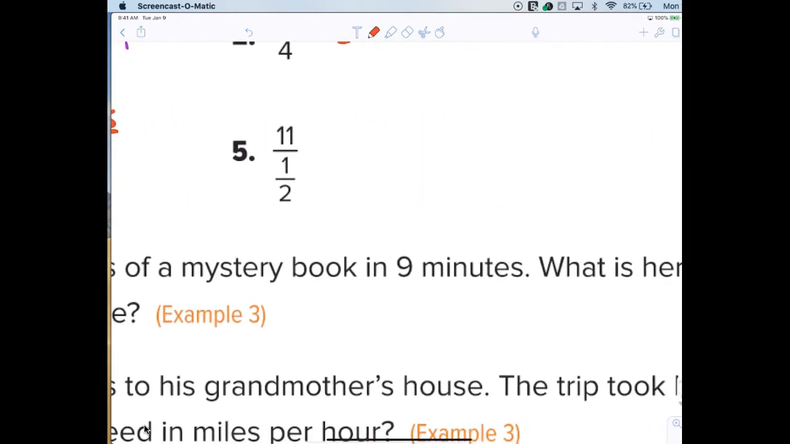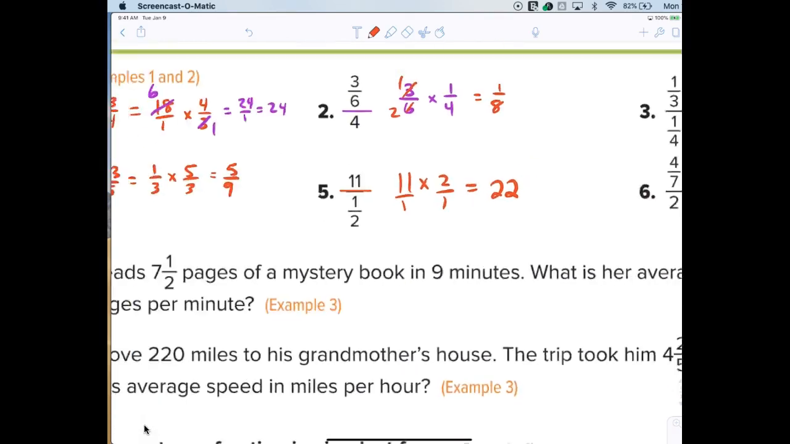All right, Harrison. Now this one, Harrison means what? Exactly correct. 11 times 2 over 1. Okay. Which is? Yes. Good job. Are you okay? Is that good for you? All right. Does anybody have any questions with that?